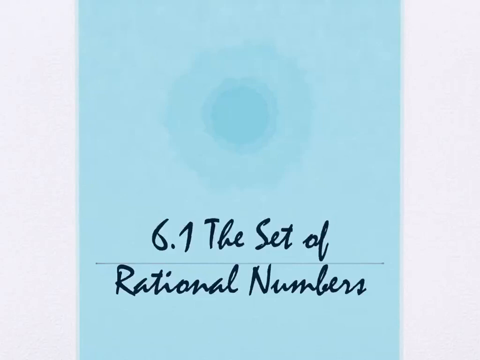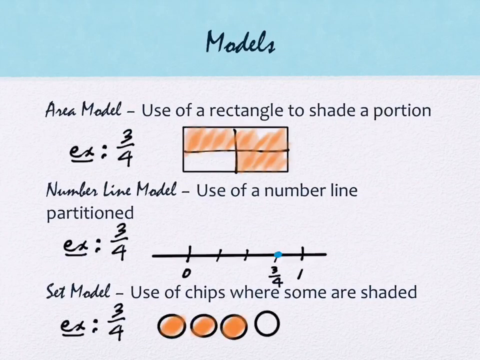Today we're going to finish section 6.1. We've been looking at the set of rational numbers, and we have one example left that we're going to take a look at.